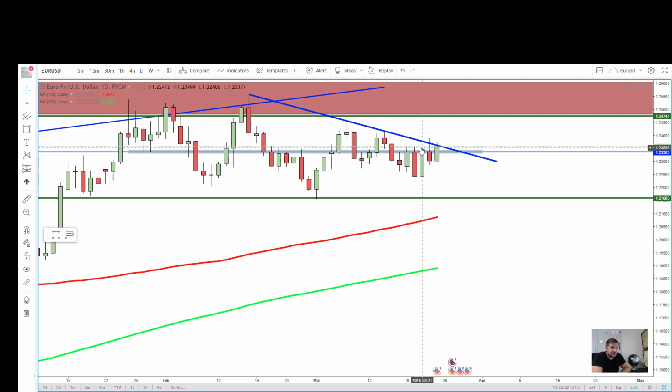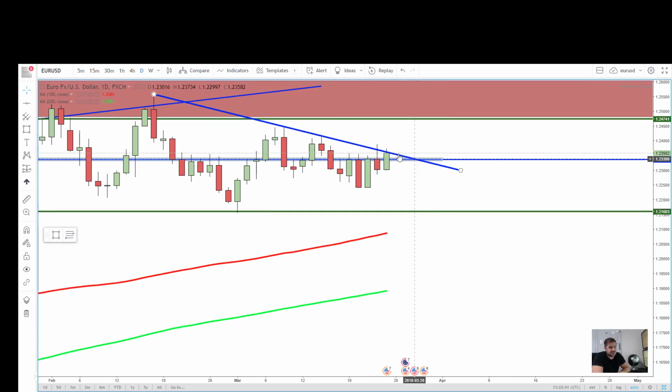Then it's had another attempt, rejected. It's tried to push through there. We've seen another false break, rejected. And then this daily candle on Friday has broken up through, and the difference that you can see is it's actually closed above it. So that is giving us a good signal that the bulls have taken charge of this market, and we could again, as I said, see further upside.